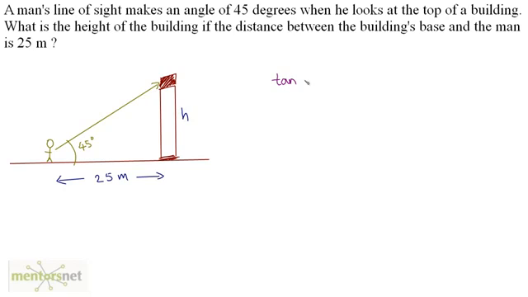So tan of this 45 degrees is equal to the opposite side upon the adjacent side, isn't it? So this will be h by the adjacent side, which is 25. Now tan 45's value is 1 if you refer to the trigonometric table. So this is 1, which is equal to h by 25, right? So we can say that the height of this building is equal to 25 meters.